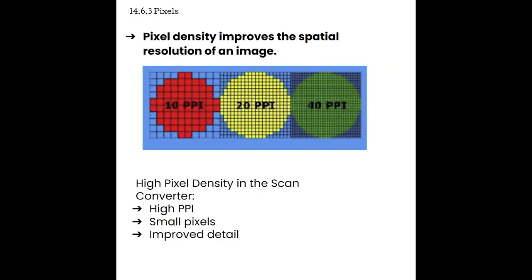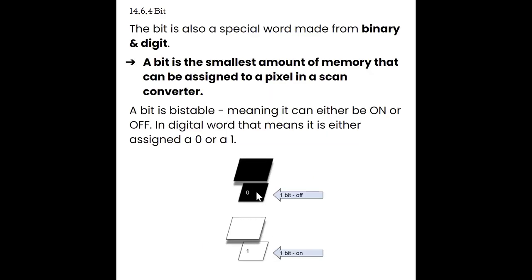And that's kind of what we're seeing in these examples here. They can be yellow or they can be blue. They can be red or they can be blue. They can't be a green to kind of fill this in a different way. With one bit of memory, you can either have your pixel off or you can have your pixel on. Off is assigned a 0, on is assigned a 1.